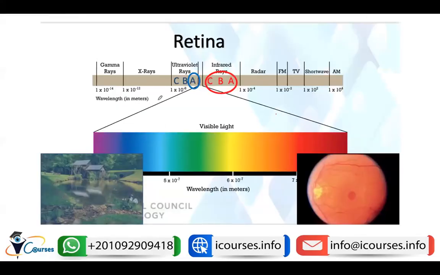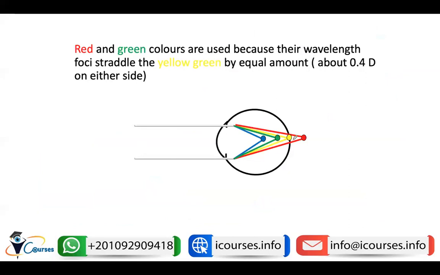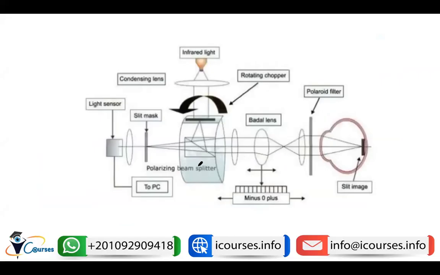Here is the retina. As we mentioned, it is sensitive to ultraviolet rays A. And here is the red light. The red light or the infrared rays will be focused behind the retina, so the eye is hypermetropic to it. And this is the autorefractometer, which shows that the infrared light is the one used in some autorefractometers to avoid the use of accommodation.